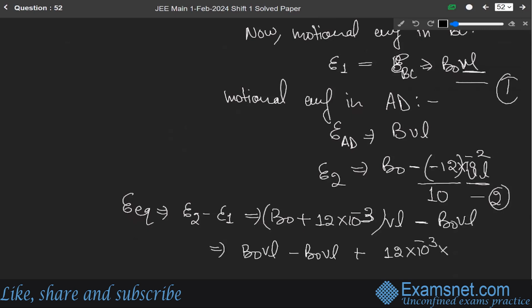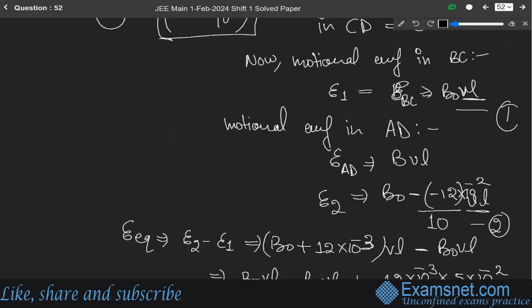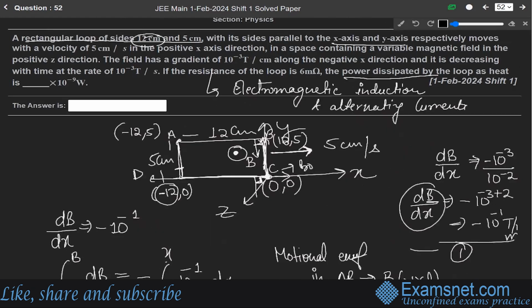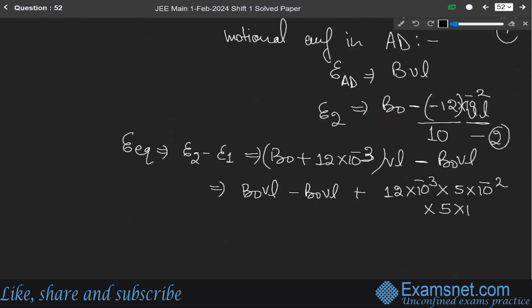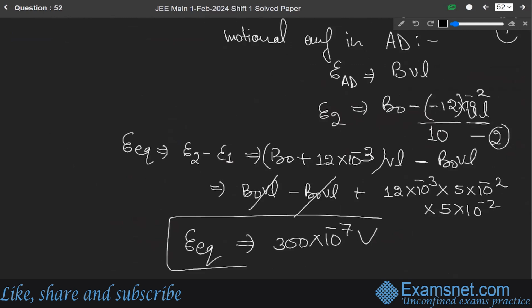3 into V. Velocity is 5 centimeter per second, means 5 into 10 to the power minus 2 meter per second, into length. In this case, this length is 5 centimeter, means 5 into 10 to the power minus 2 meter. So solving it, this B naught VL cancels out each other. So we get 300 into 10 to the power minus 7 volt. So here equivalent EMF will be 300 into 10 to the power minus 7 volt.